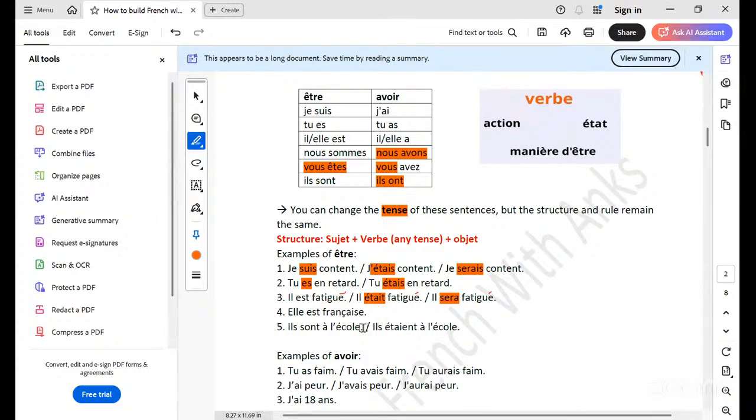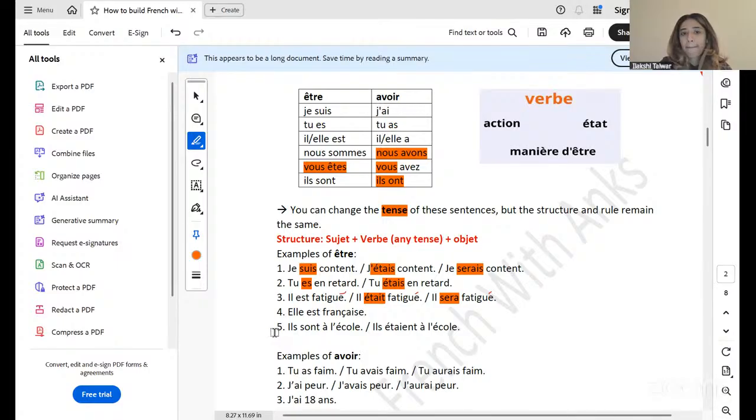Very nice. Merci. La dernière maintenant. La cinquième phrase. Ils sont à l'école. Very nice. Ils étaient à l'école, oui.